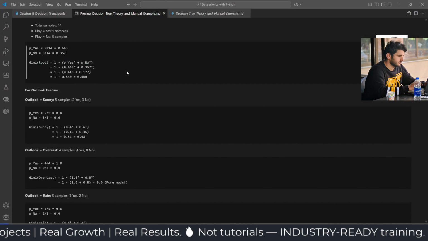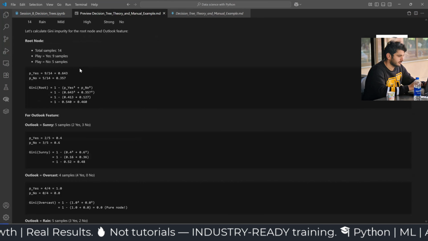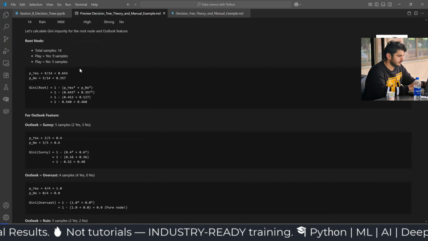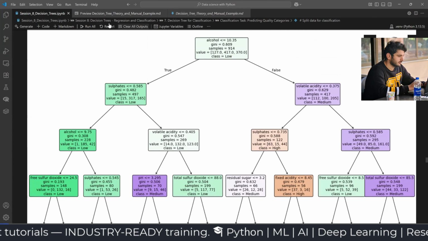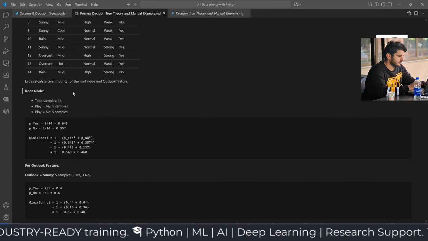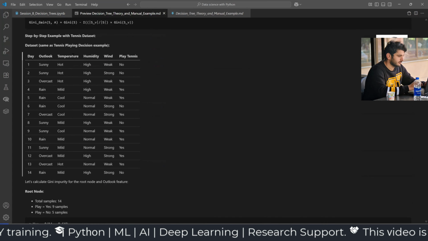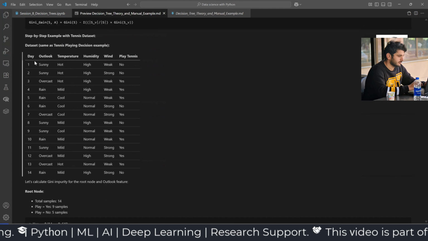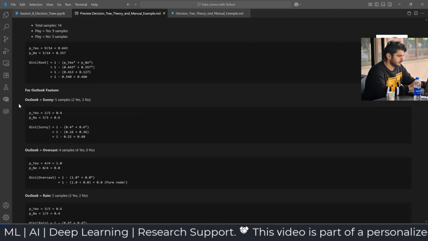Now this is the Gini of the complete data set. After doing that, what we're trying to do here is decide which variable should go first. Now, we have the Gini of the complete data set. Now we will check the independent variables. These are the independent variables: outlook, temperature, humidity, wind. We will check the Gini of each of them, and based on that, we will make a decision.